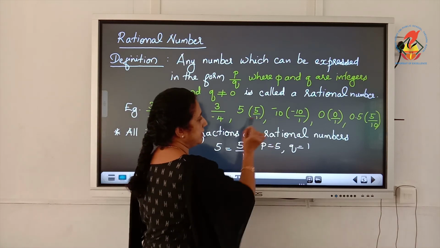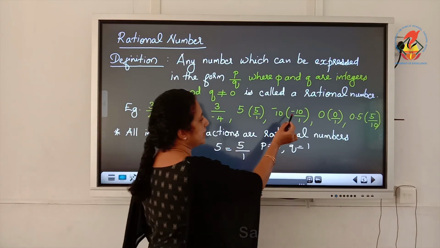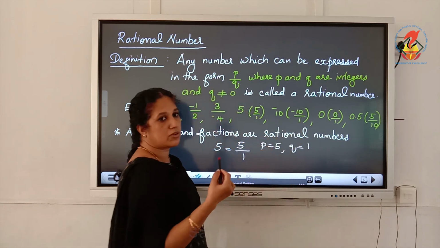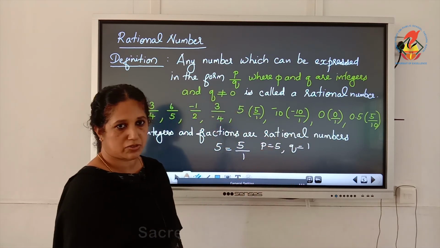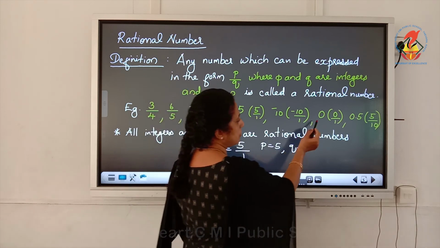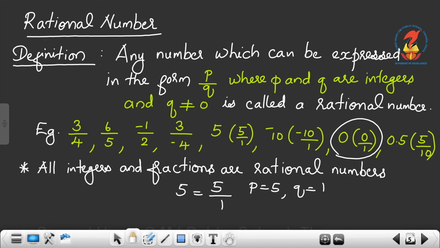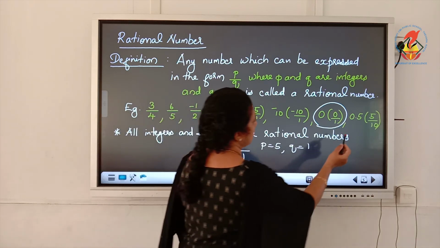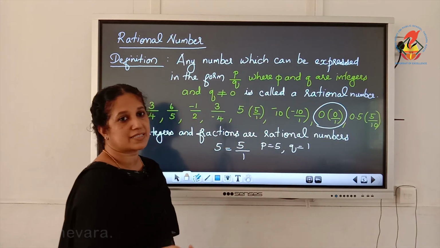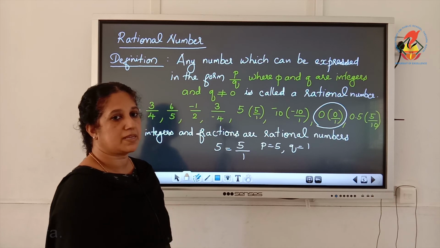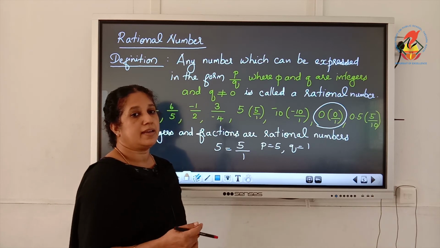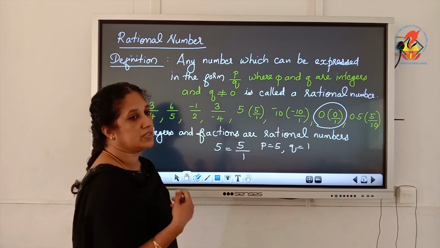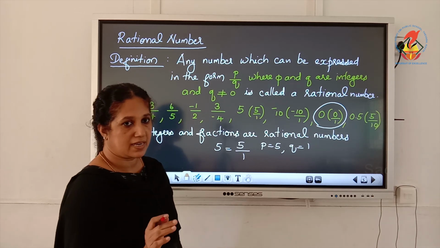Now take a negative integer, negative 10. Negative 10 we can write as negative 10 by 1. It is of the p by q form. Therefore, it is also a rational number. Now, what about 0? 0 is also a rational number, because 0 we can write as 0 by 1. Therefore, 0 is also a rational number. And the decimal numbers are also what type of numbers? Rational numbers. Because any decimal number we can write in the form of fractions, and all the fractions are also rational numbers.